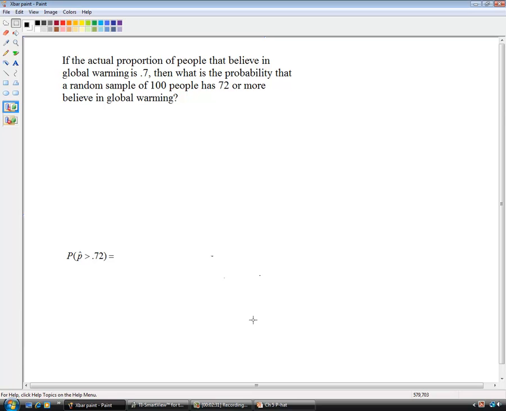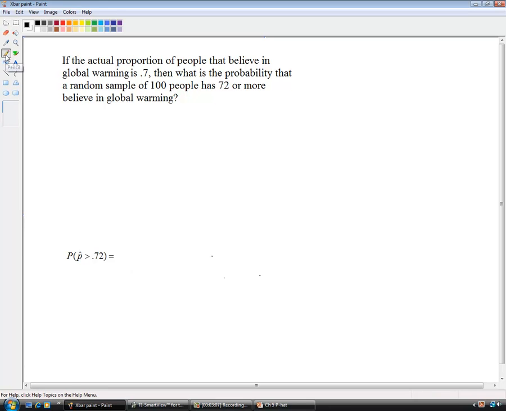Alright, so here's our example. If the actual proportion of people that believe in global warming is 0.7, we're trying to find the probability that a random sample of 100 people who are asked the question has 72 or more people who believe in global warming. So basically we're looking for the probability that our p hat is greater than 0.72. You can put an equal sign there, but again we're going to use a normal distribution, and the probability that it's exactly 0.72 is 0.